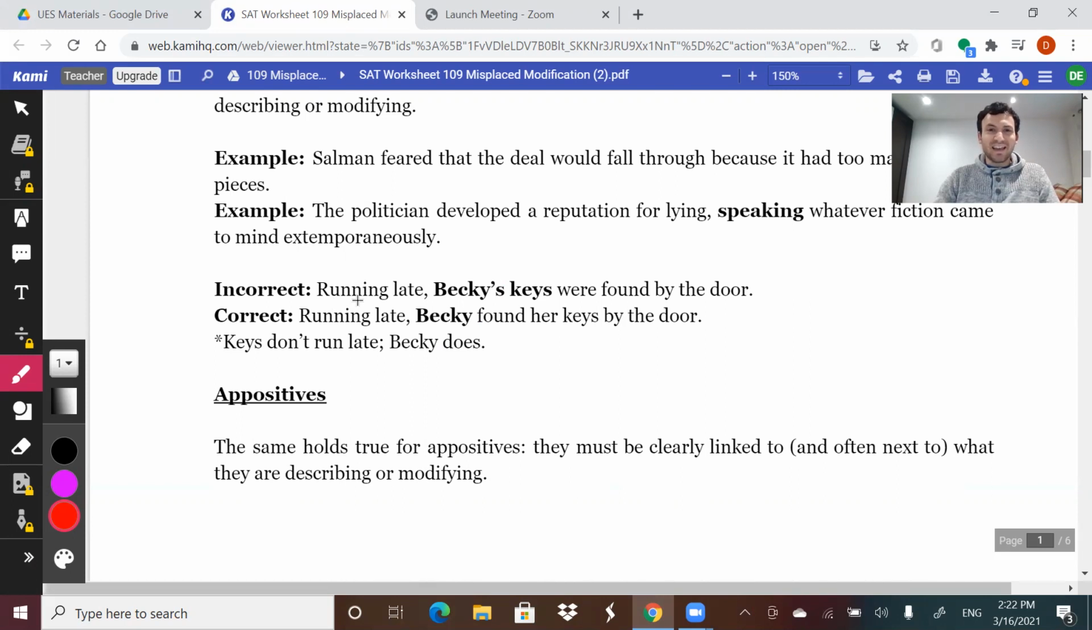So running late is a descriptor. It's a participle phrase. So we assume that Becky's running late, but guess what? Becky's nowhere to be found in this sentence. Instead, right after the comma, we have Becky's keys. Well, keys can't run late. So anyway, the easy way to correct it is: running late, Becky has to follow the comma.